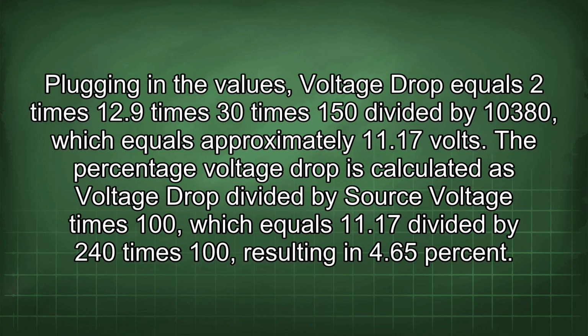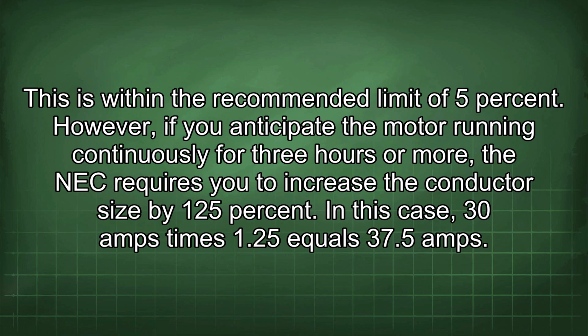Plugging in the values, voltage drop equals 2 times 12.9 times 30 times 150 divided by 10,380, which equals approximately 11.17 volts. The percentage voltage drop is calculated as voltage drop divided by source voltage times 100, which equals 11.17 divided by 240 times 100, resulting in 4.65%. This is within the recommended limit of 5%.